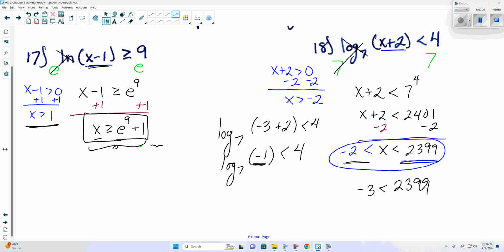Now, when I put this here that negative 2 is less than x, is negative 2 less than negative 3 less than 2,399? Well, no, because negative 2 is actually bigger than negative 3, yes? So it's not true anymore. That's why we needed this.